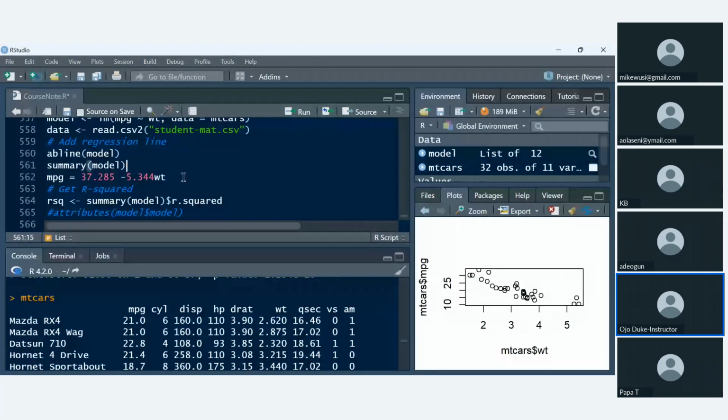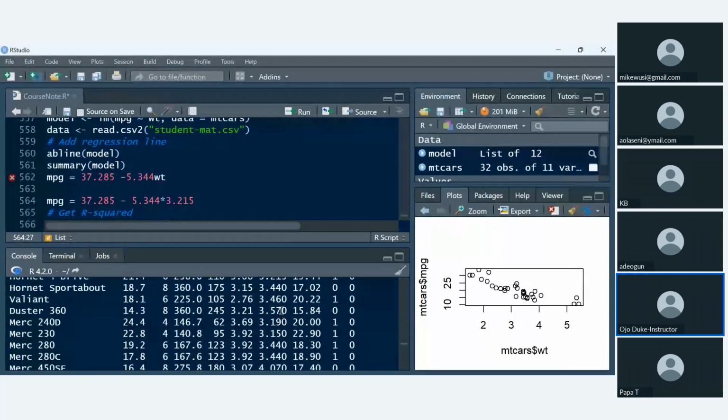Let's write the equation here. It will say MPG equals 37.285, which is the model, minus 5.344. Remember, we're going to multiply this times the weight of Hornet 4 Drive. This is the value of weight. We want to predict this 21.4. Let's see how near we can get. The weight is 3.215. So let's give this as 3.215.